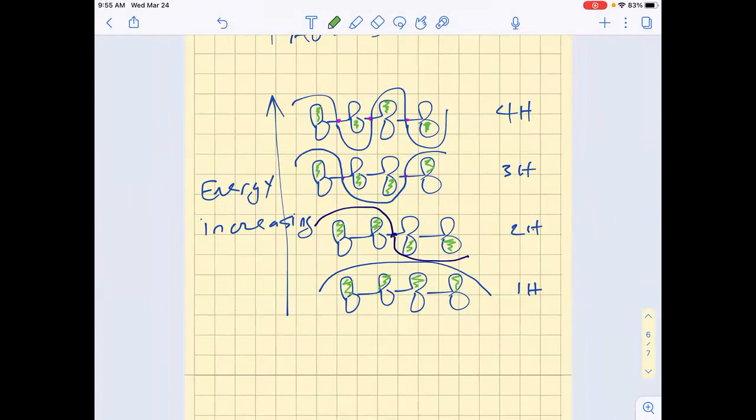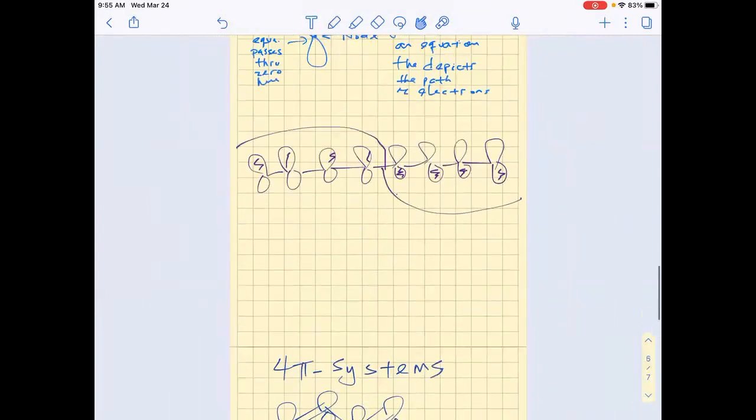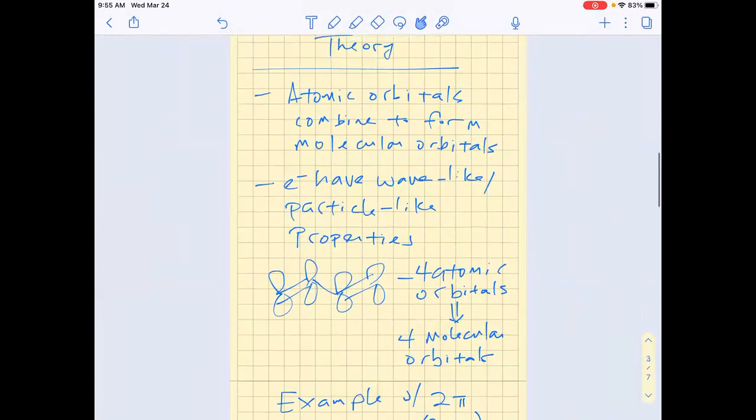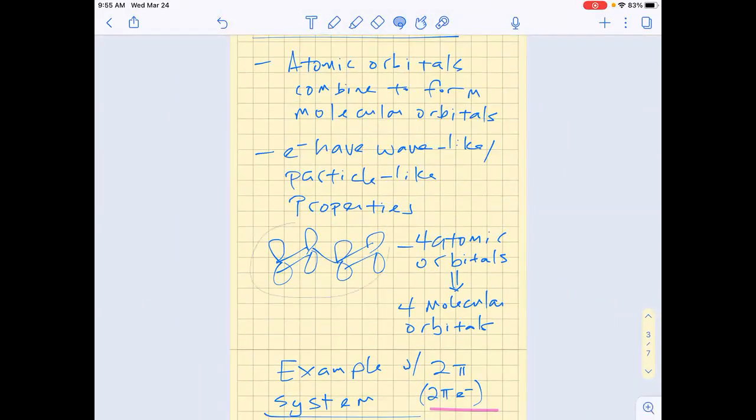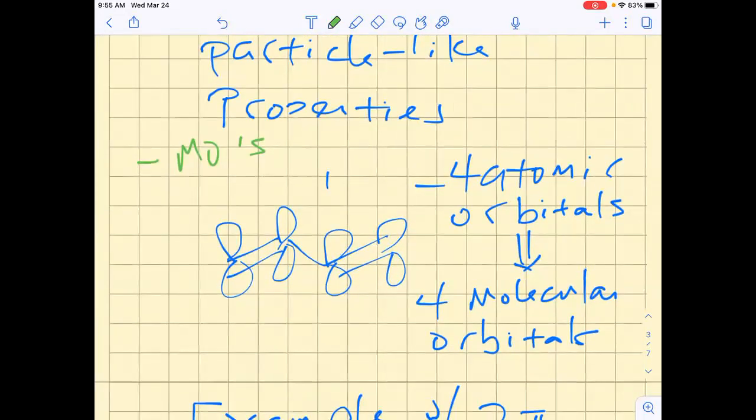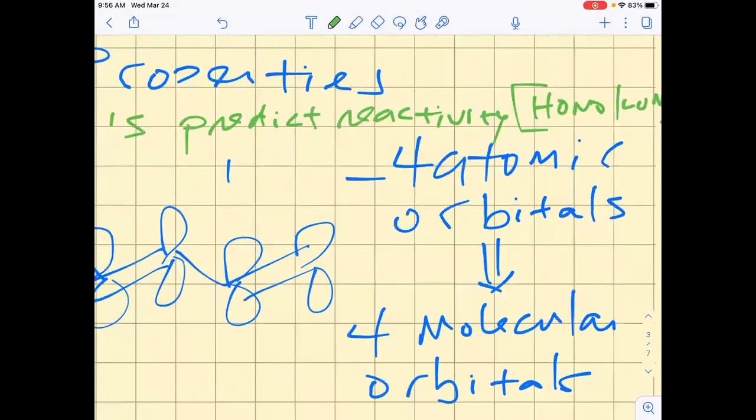And this matters when you start doing reactions, right? Because one of the other takeaways from molecular orbital theory that I didn't talk about, but I'm going to add in real quick before we stop, is that your MOs are going to predict reactivity. It's going to react either through the HOMO or the LUMO. That's how you predict the reactivity of a system.